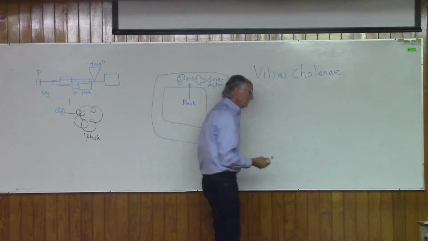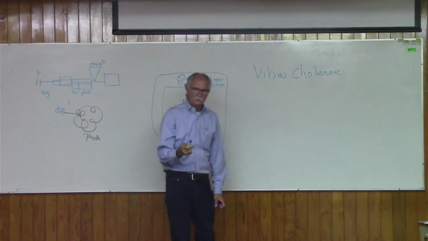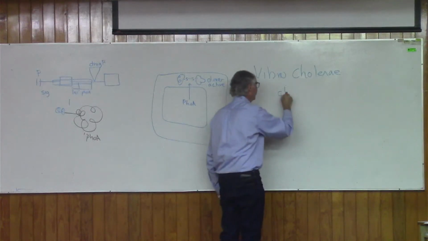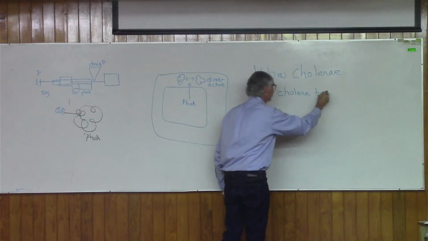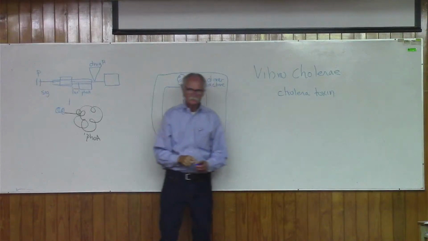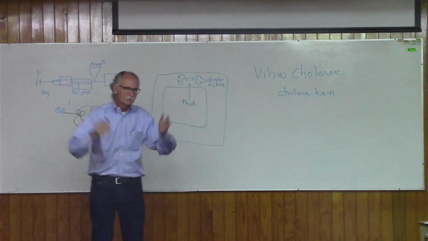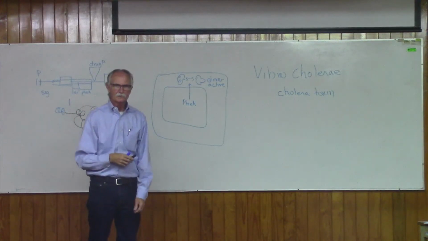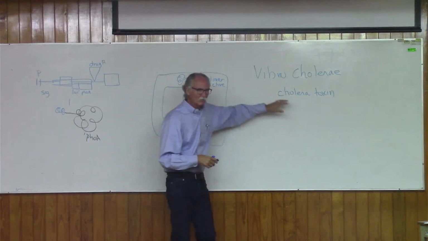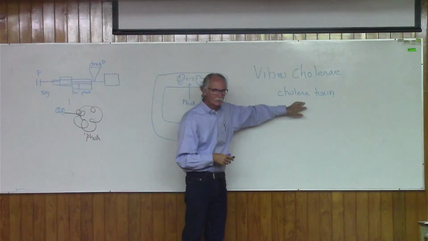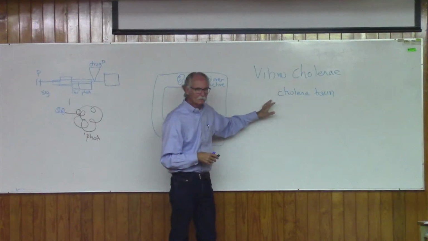Right? So with Vibrio cholerae, we knew that cholera toxin was made for a long time. And there was a lot of evidence that cholera toxin is what is responsible for the disease. But people didn't understand how cholera toxin was regulated, or how it was made, right?